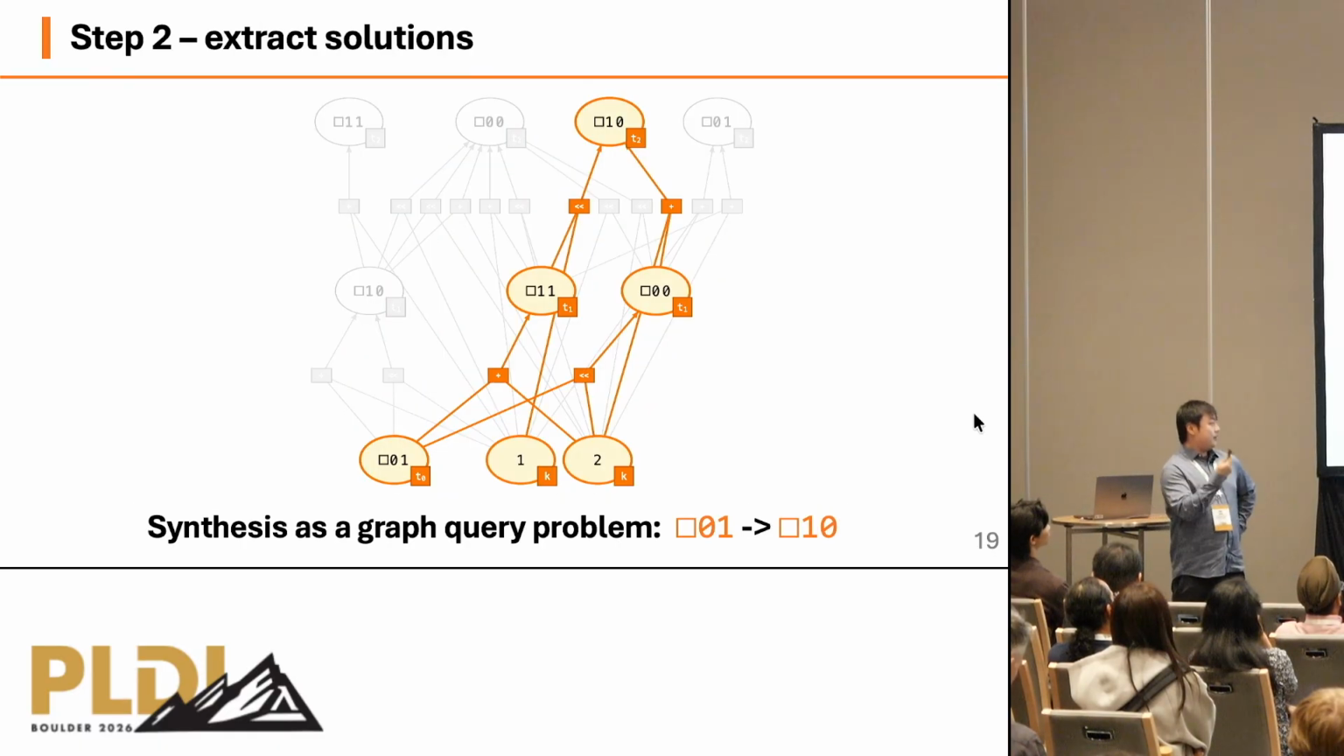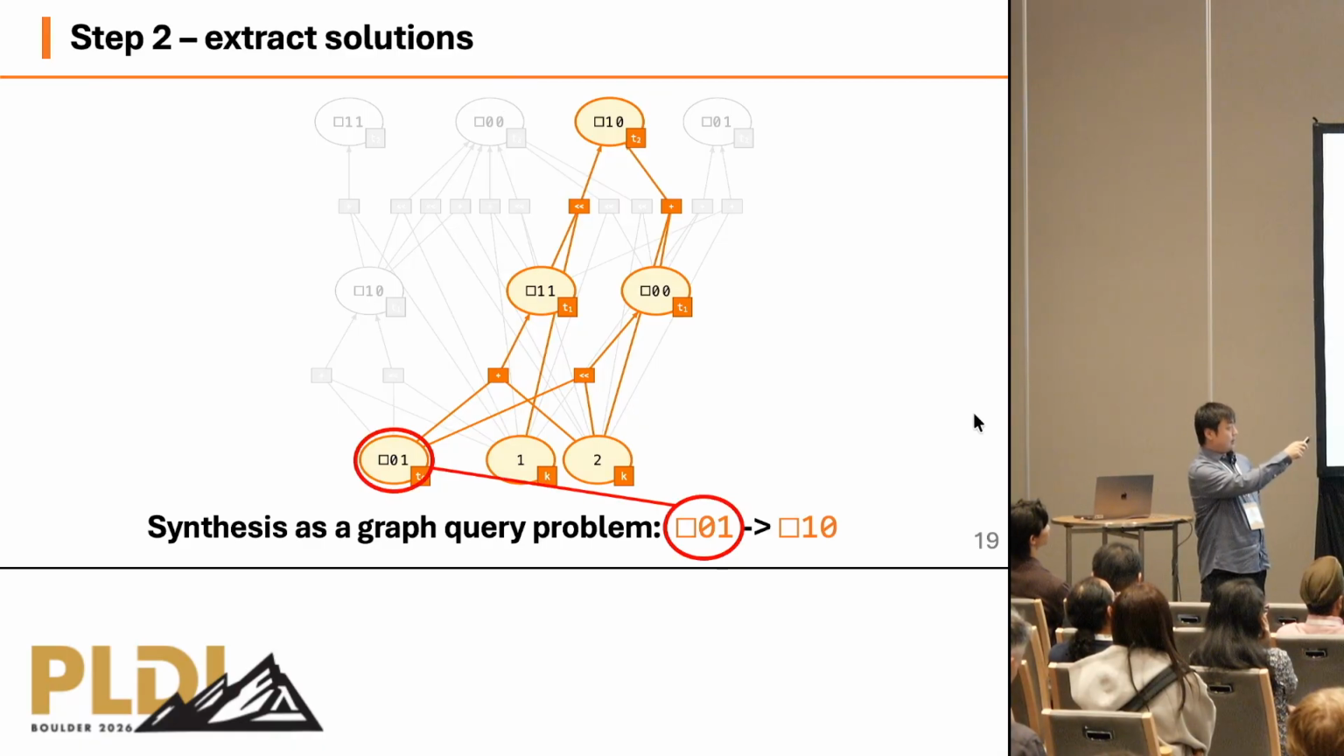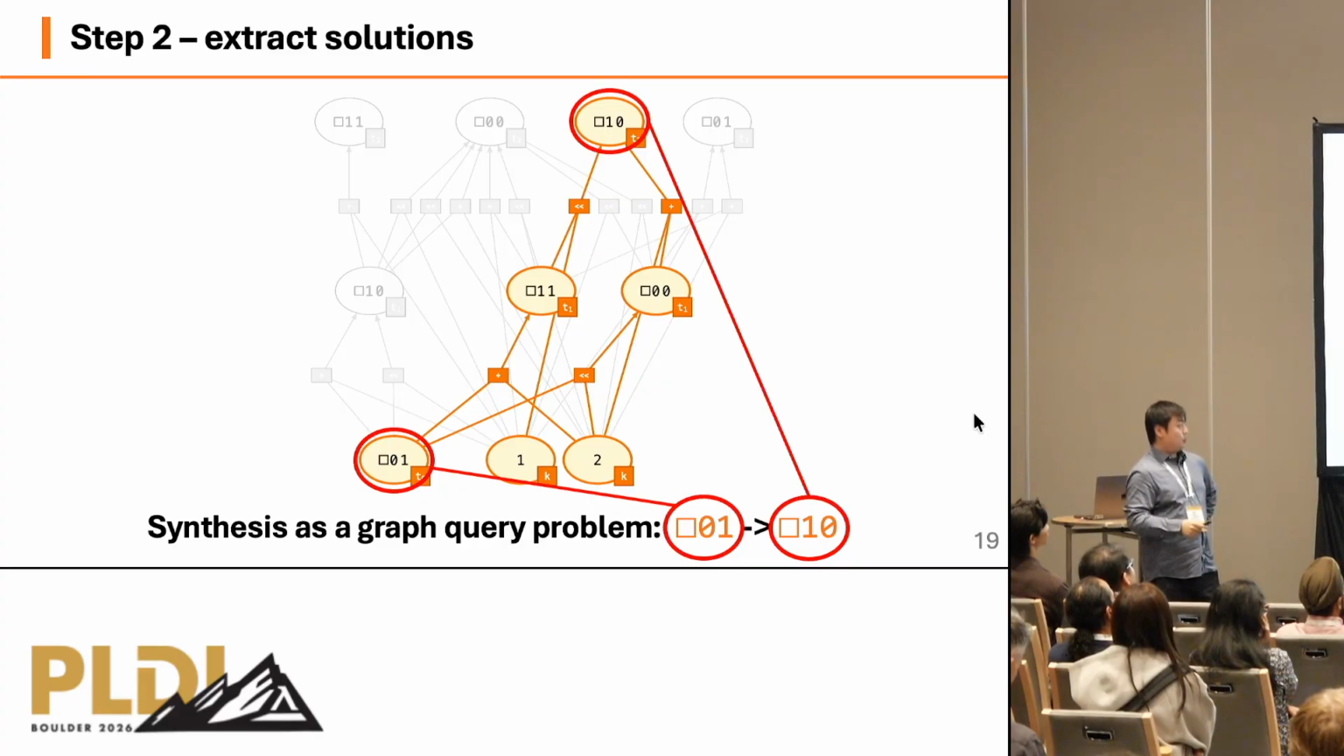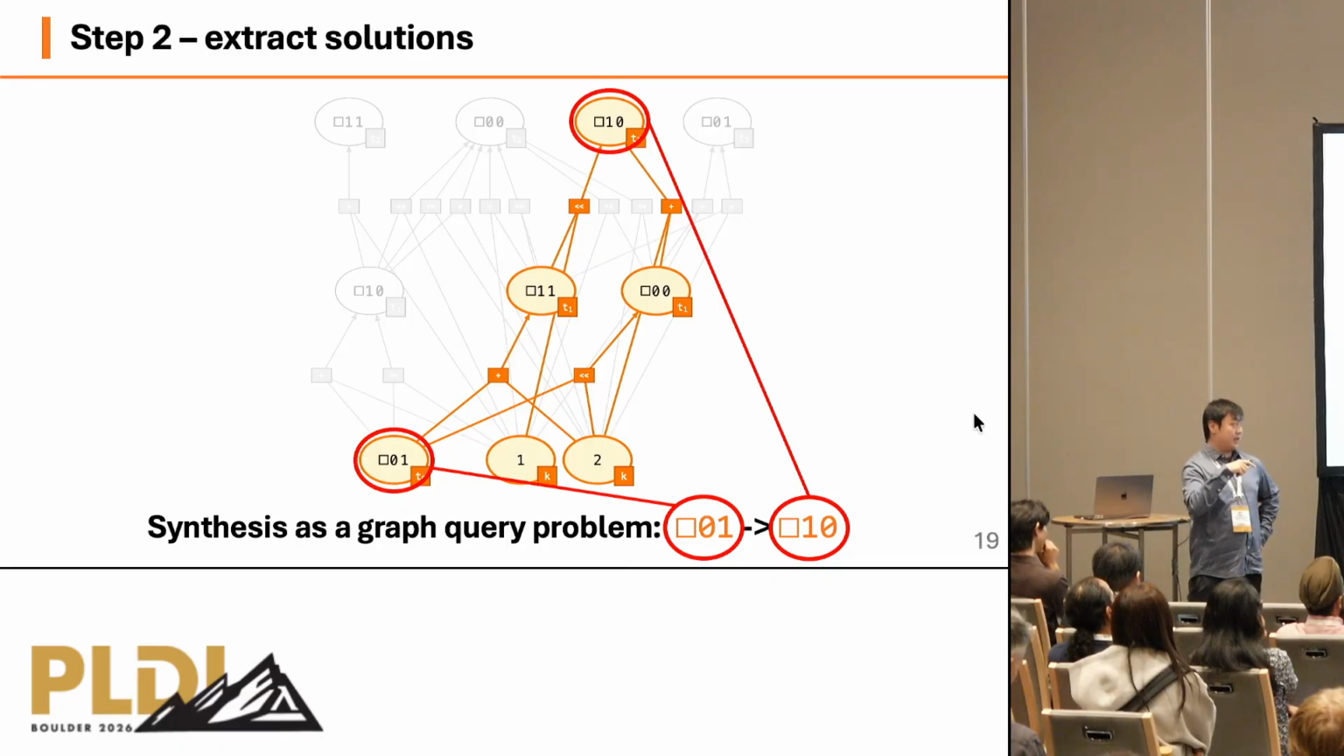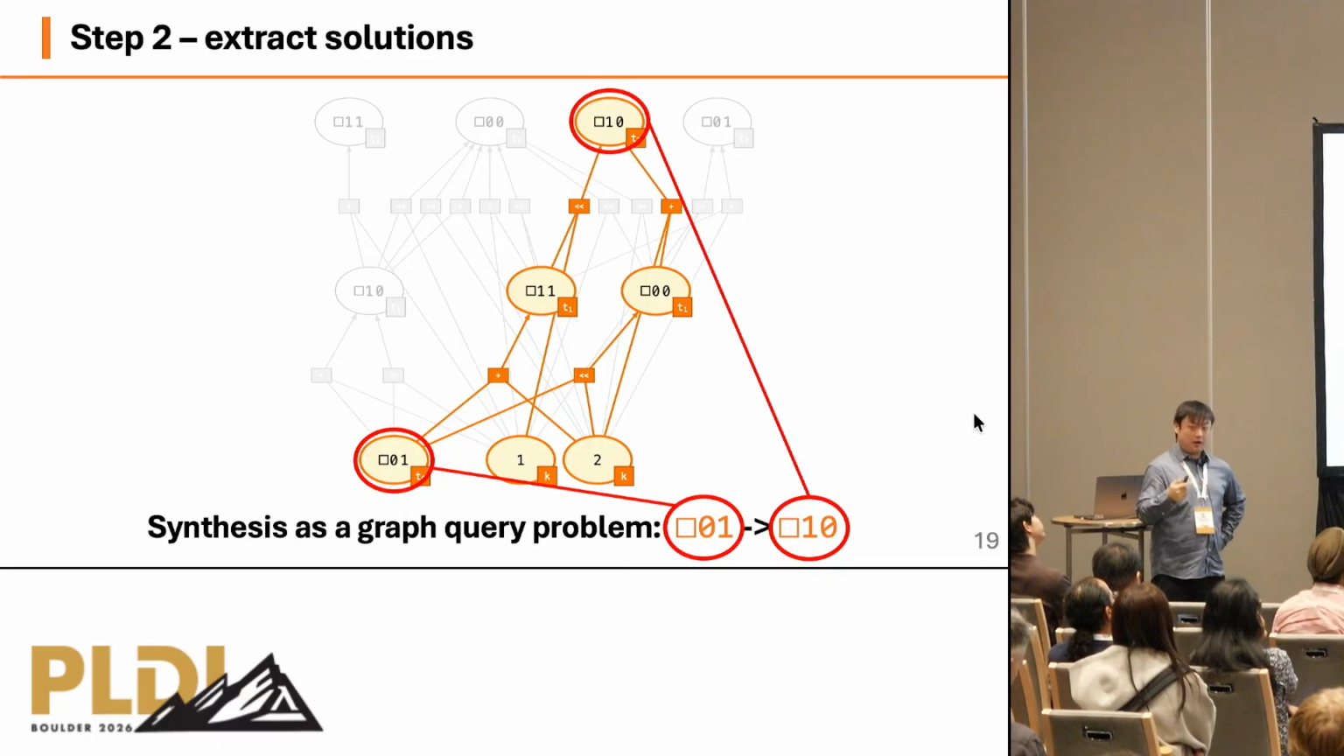And synthesis is actually a graph query problem. You see the input here, and you see the output here. What we want is the reachable part between these input values and output values. It contains all the programs that satisfy the abstract specification.